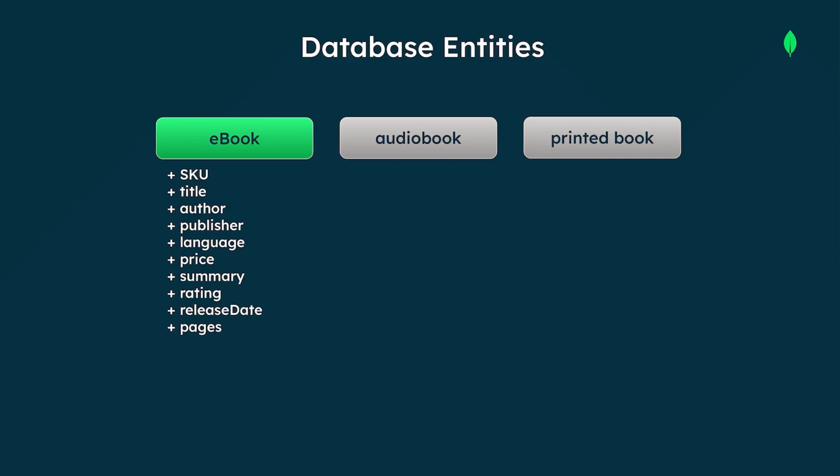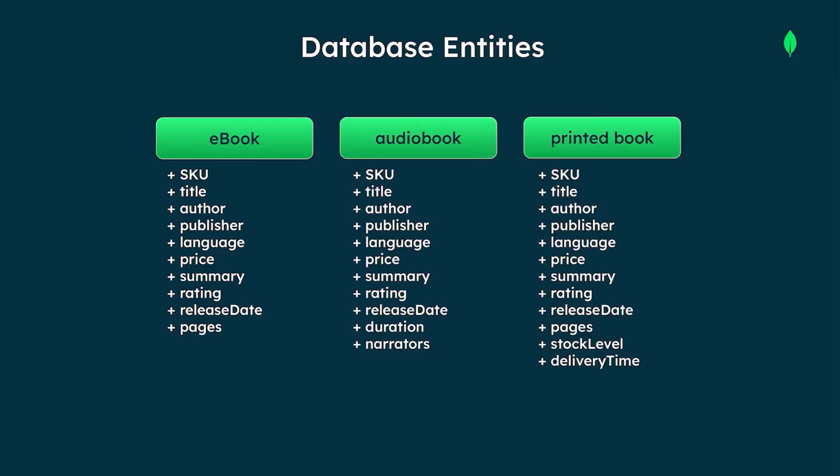The other two types of books, audiobooks and printed books, will also have the same attributes as an ebook plus additional attributes. Audiobooks are the only book type that have attributes for duration and list of narrators. Both ebooks and printed books include an attribute for the number of pages. Printed books are the only physical entities that need to be stored and shipped. For that reason, only printed books have an attribute for stock levels and delivery times.